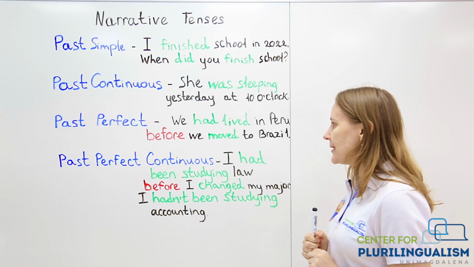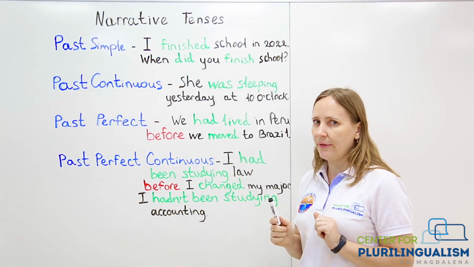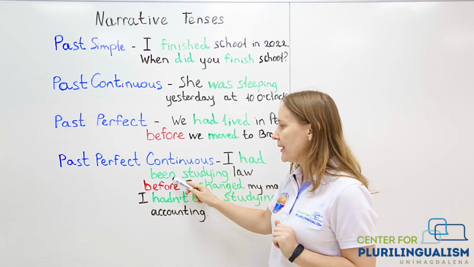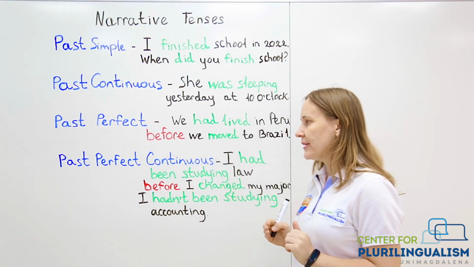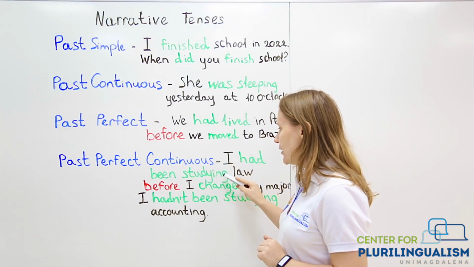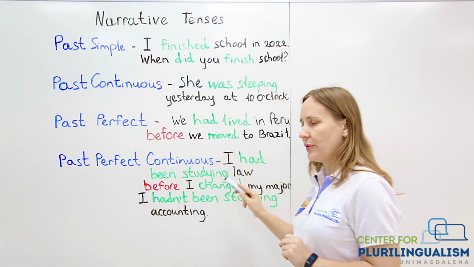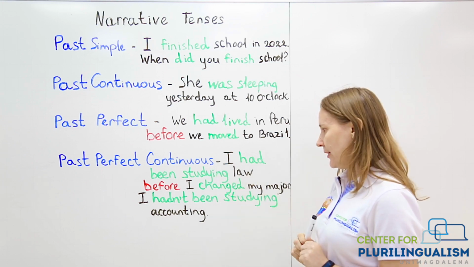To make a sentence in past perfect continuous, you need to use 2 auxiliary verbs. The first one is had, and the second one is been. They're never changed. They're all the time the same for all the subjects. And then the main verb is finishing with ing because it's continuous form. So continuous forms, they also have ing at the end.